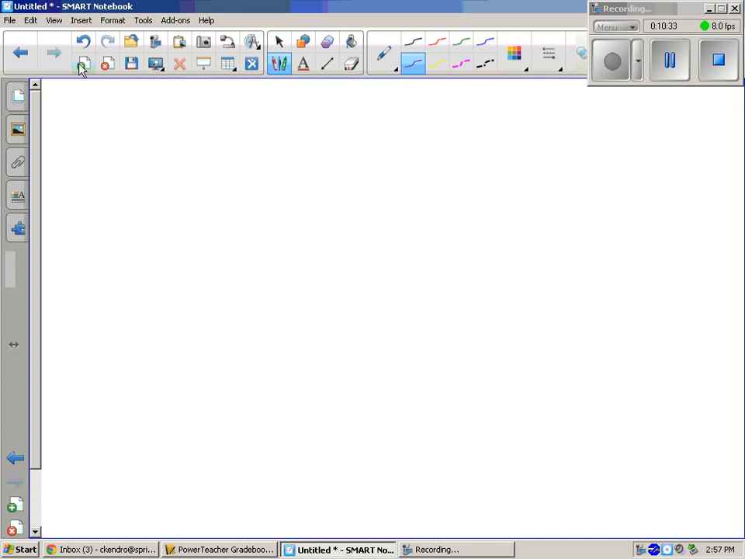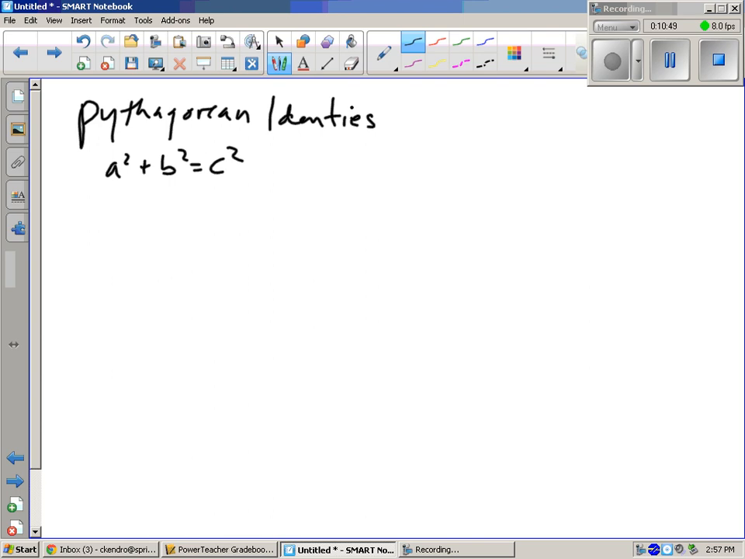Now, some more identities are called the Pythagorean identities, and they call it that because it works a lot like the Pythagorean theorem. Instead of a squared plus b squared equals c squared, we have sine squared plus cosine squared equals 1. So it works very much the same as the Pythagorean theorem. Now that's the first version. There are two other versions.